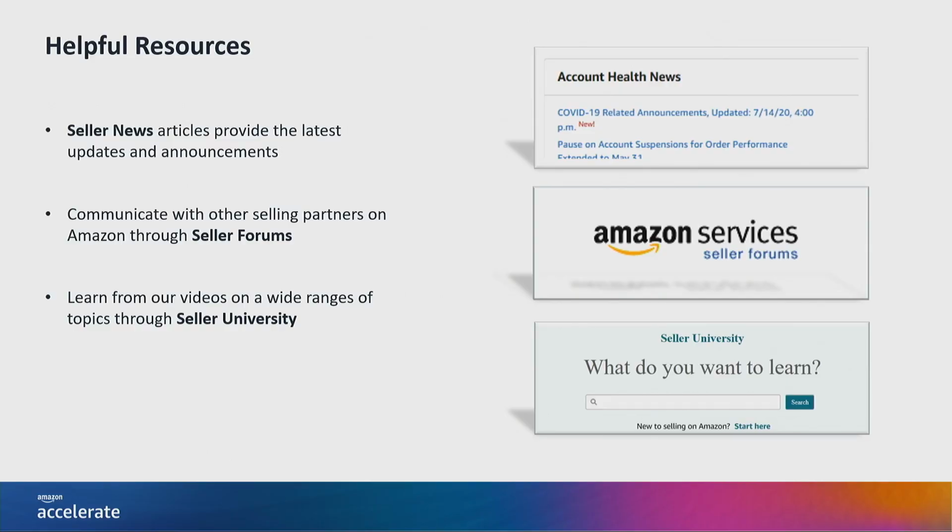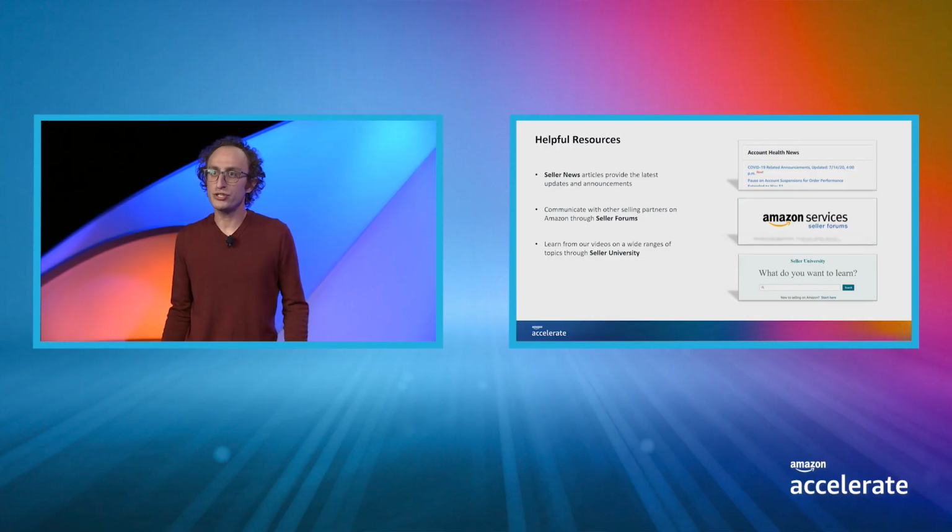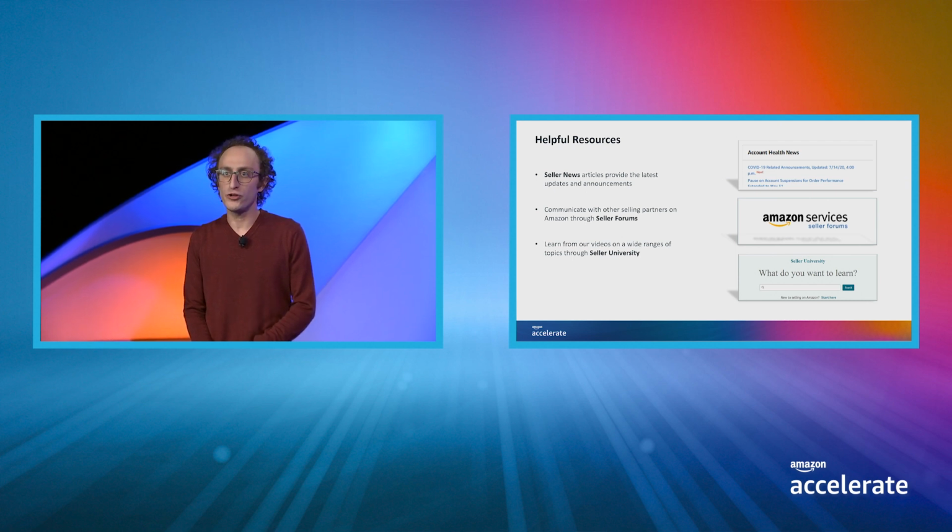Speaking of which, we have a number of helpful resources that you can leverage as you attempt to maintain and improve your account health. First, and I don't just say this because my team publishes it, please follow the Seller News. Seller News is available on the homepage of Seller Central. It's also available on the Account Health page, in addition to a monthly seller newsletter we send out to all professional sellers worldwide. We use Seller News to alert you to any changes to existing policies or new policies that may be required of you as you continue selling on Amazon.